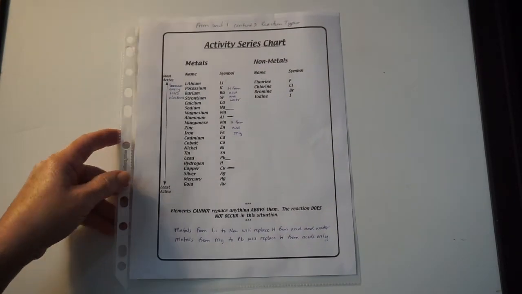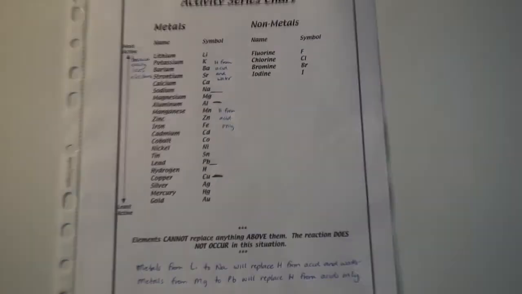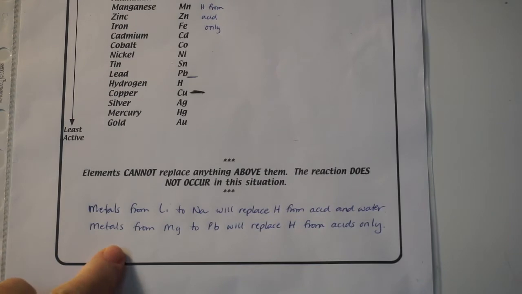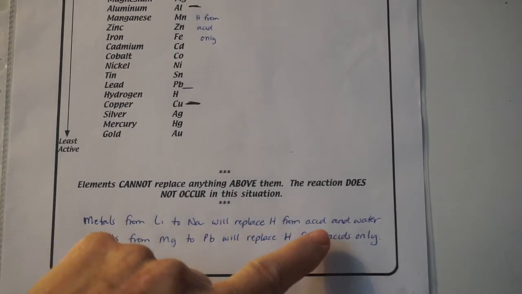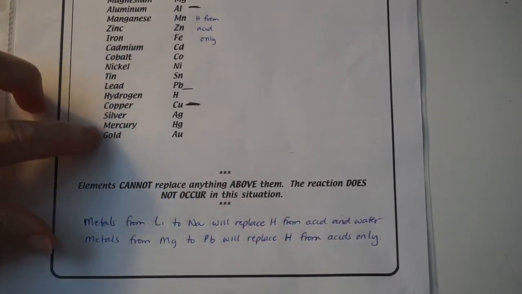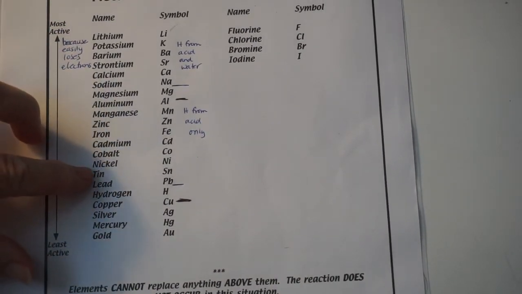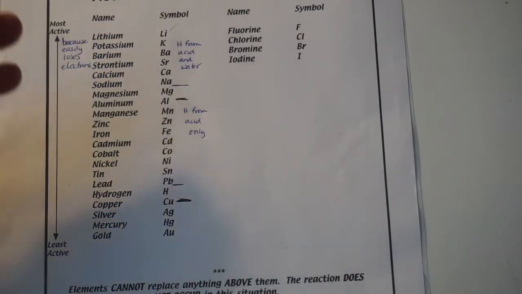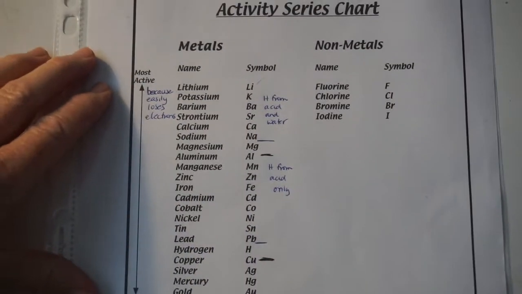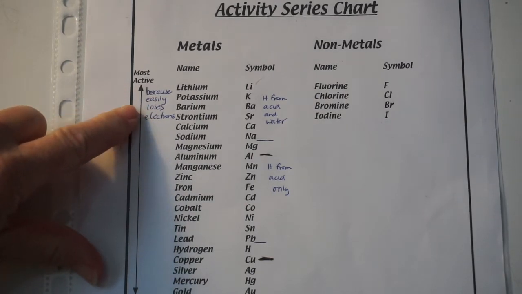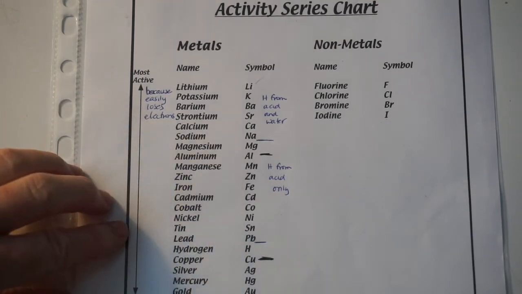Now in the content part, I asked you to add some language to it. It was about the metals from lithium to sodium replacing hydrogen from an acid and water. Now, you actually could solve that by looking at this activity series, but I just like to add information to this. Another thing that I also added was most reactive, because it easily loses electrons, and that becomes really important in understanding why these reactions take place.